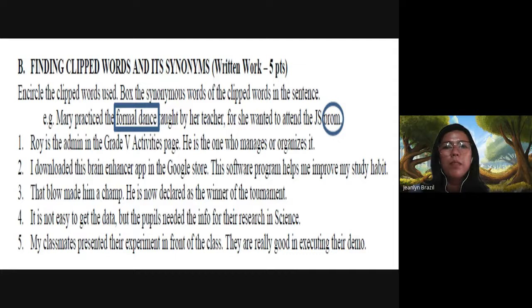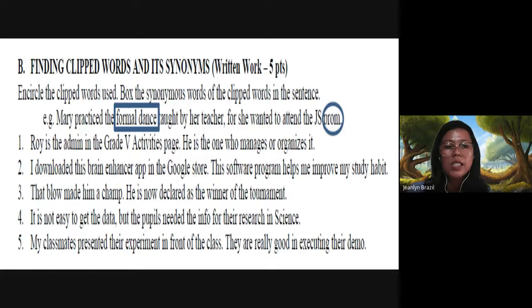1, 2, 3, 4, 5. Okay? Bakit 5 points lang ito? Tig-kalahati sila ng score. So kung halimbawa, may answer ka sa box pero wala kang answer sa circle, you will just get only 1.5 point. Okay? So it's better to answer these two so that you can get a full perfect score for that particular number.